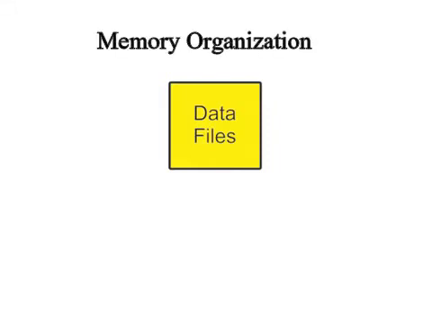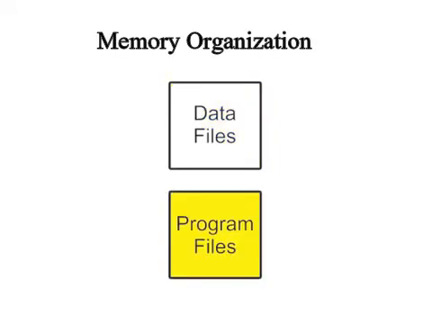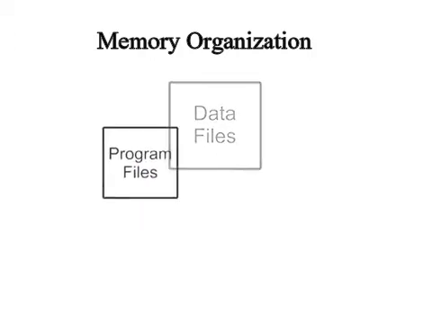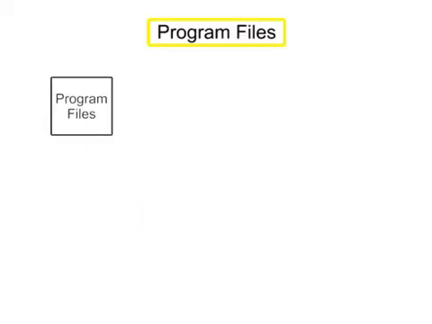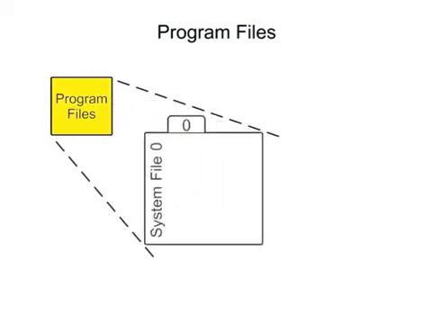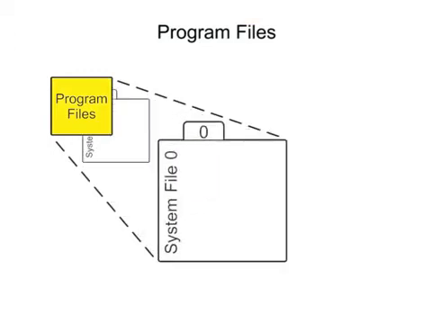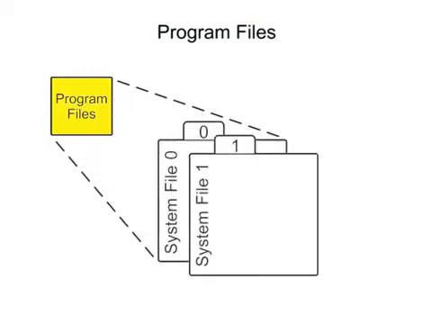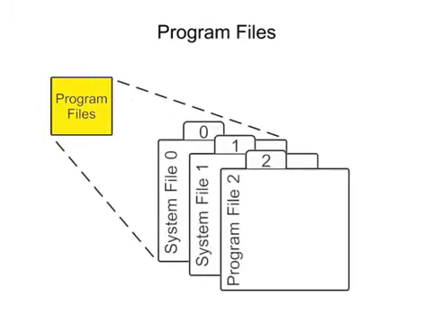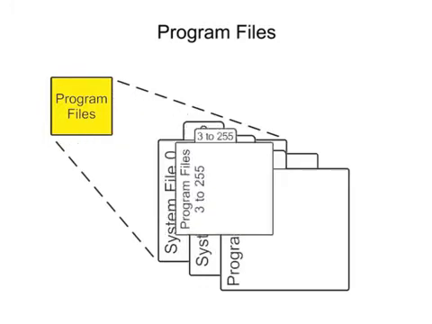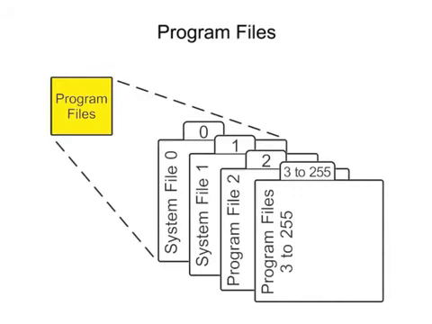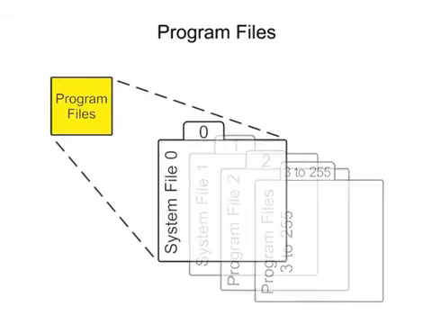Memory in case of PLC is broadly categorized into data files and program files. Program files is part of processor memory which stores user ladder logic program and accounts for major part of PLC memory. There are in all 256 program files from 0 to 255.